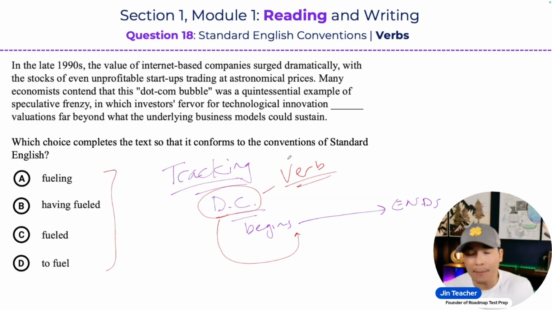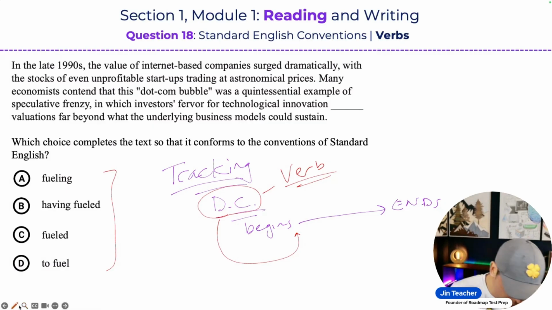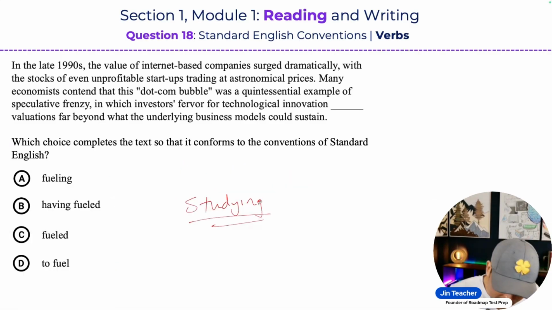Now, I'm not just talking about a word that looks like a verb. I'm talking about a word that actually functions or acts like a verb. Now, there's a difference, right? I gave you guys that example earlier. If I said the girl studying in the library, well, studying is a verb form, but it doesn't function like a verb. There are some verb forms that don't act like verbs when they're by themselves. This is one of those.